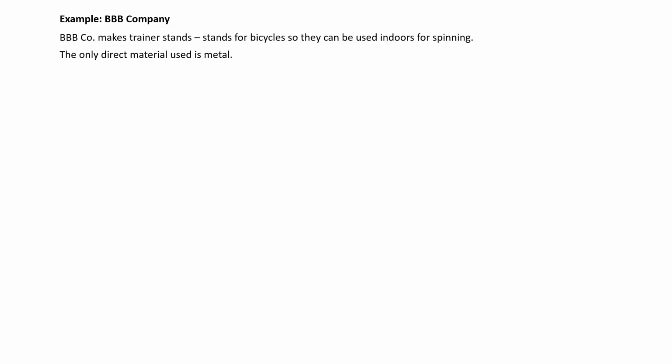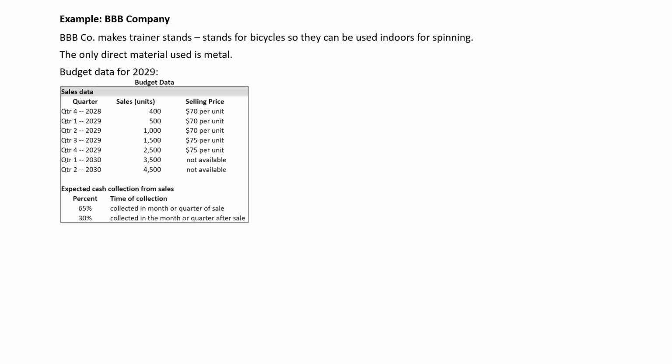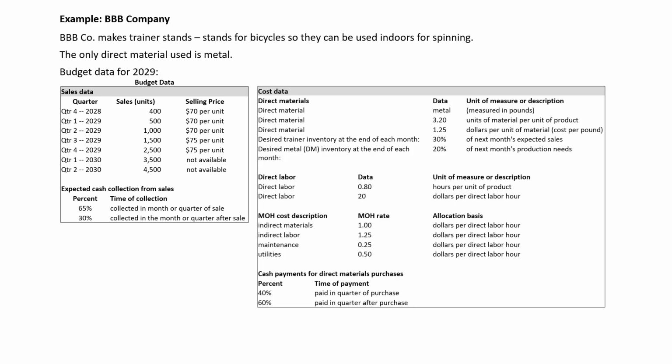This ACLID is a continuation of Static Budgets Part 3. By the end of this ACLID, you should be able to prepare a direct materials purchases budget. We'll continue to use BBB Company as our example. In addition to the original information we were given, we now also have the production budget to work from. Our objective is to prepare a quarterly direct materials purchases budget for BBB for the year 2029.